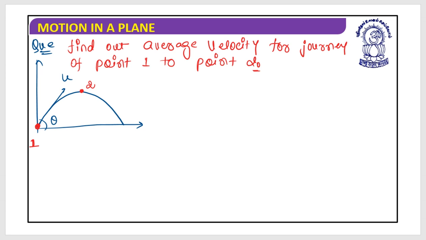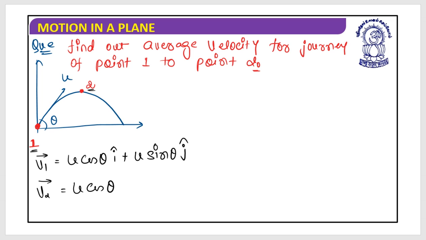So let's write down the velocity at 1. v1 would be equal to u cos theta i cap plus u sin theta j cap. At this point, velocity v2 is u cos theta i cap, because at point 2, vy is 0. So now what can be done?